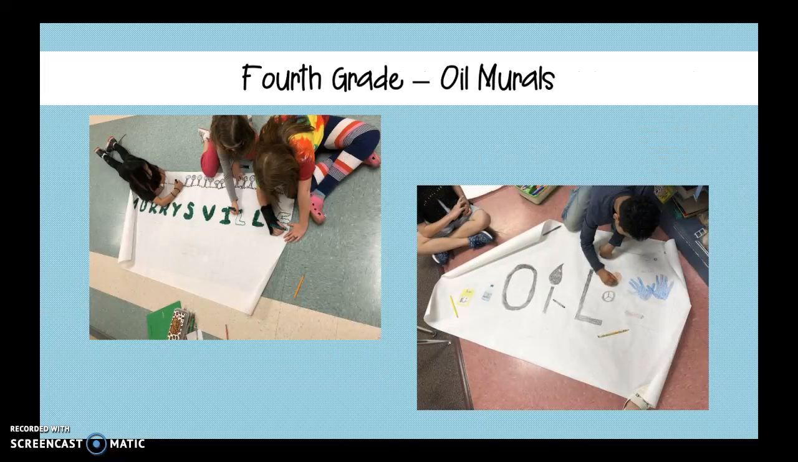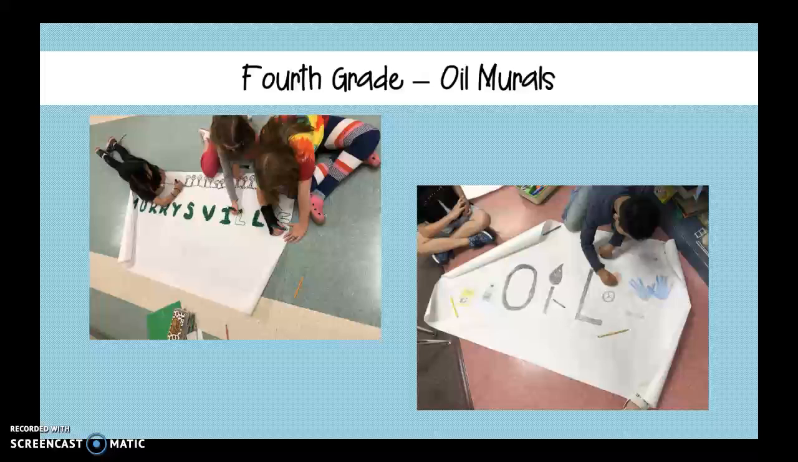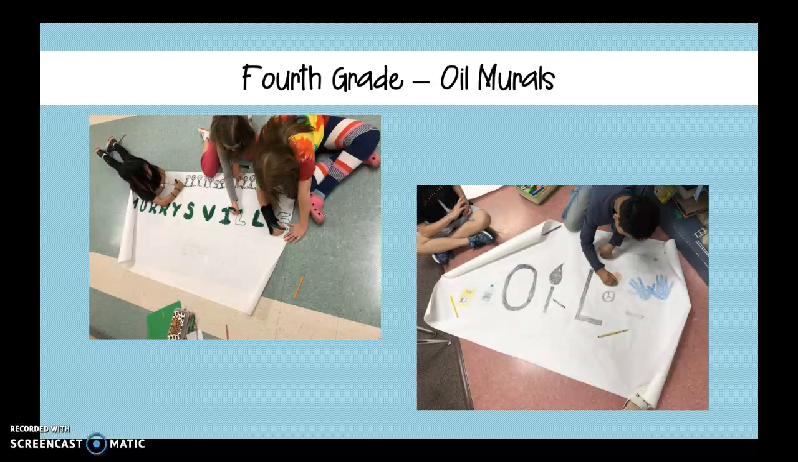For the last example of 4th grade student work, you will see oil murals. After learning about the Southwest region and the natural resources that are located within this region, crude oil being one of the main natural resources, the students worked in groups to create an oil mural that showcased all the different ways and everyday items that they use that have crude oil in them in order to gain a more realistic understanding of how impactful and important crude oil is in everyday lives.